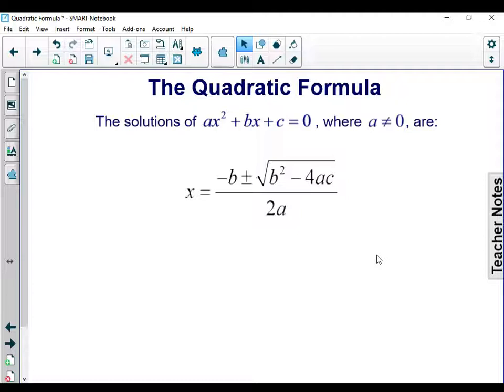And it goes a little something like this, and it'll be stuck in your head. You're welcome. If you forget it, let me know. But it goes x equals opposite of b plus or minus the square root of b squared minus 4ac all over 2a.